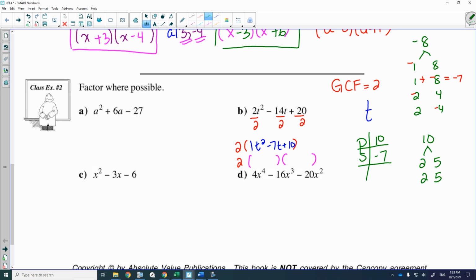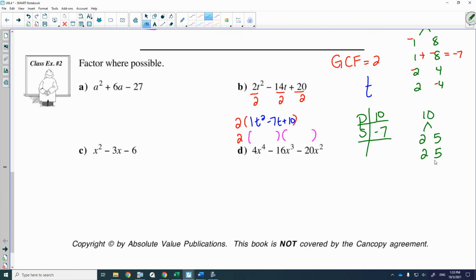This was part 1. In order to get a positive 10, it's 2 times 5, or Emerson, it would be what? To get a positive 10, like 2 times 5 would give you 10. That's right. So both of these would give you 10. Which one gives you the negative 7? This guy here. Negative 2 plus negative 5 would give you negative 7. So the answer is negative 2, negative 5. It would be t minus 2, t minus 5.